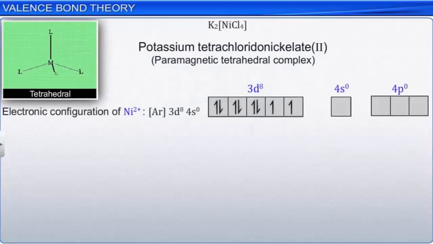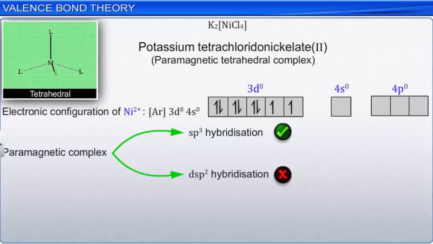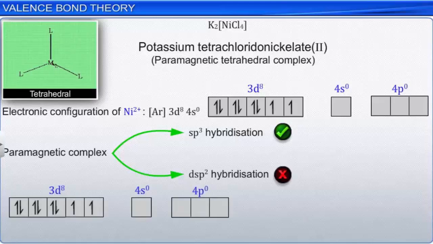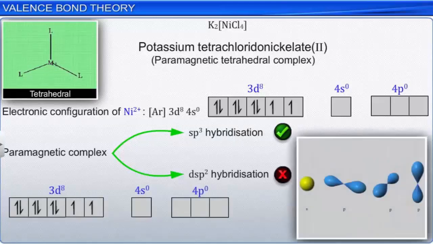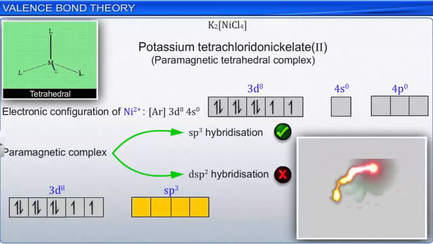In this complex, nickel is in +2 oxidation state and thus has the configuration of argon 3d8. The complex can be paramagnetic only if nickel undergoes sp3 hybridization and not dsp2 hybridization. Thus, the 4s and 4p orbitals hybridize together to give a set of 4 sp3 hybrid orbitals.